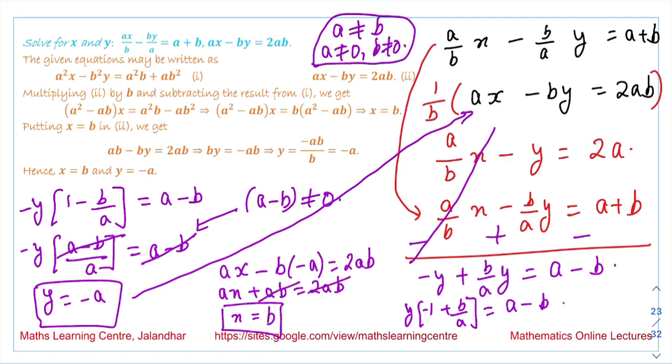This term will, over here we are left with ab, this a and a get cancelled and we are left with x is equal to b. So the final answer we have is x is equal to b and y is equal to minus a.